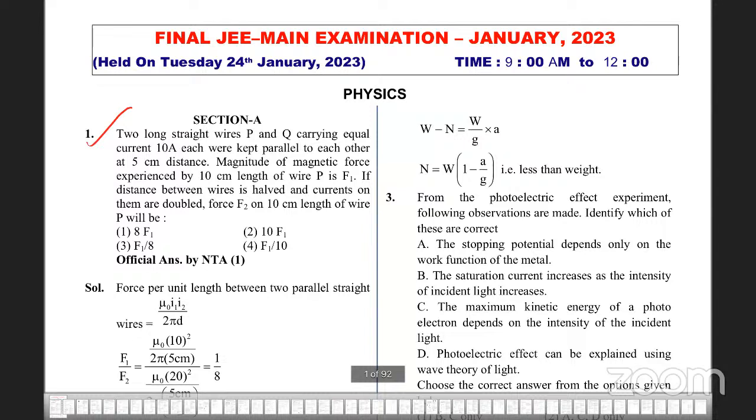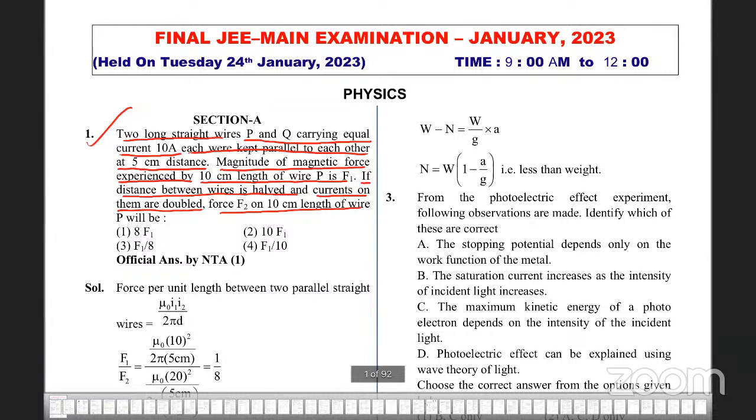First question. Two long straight wires P and Q carrying equal currents, 10 ampere each, are kept parallel to each other at 5 centimeter distance. The magnitude of magnetic force experienced by 10 centimeter length of wire P is F1. If the distance between the wires is halved and the currents on them are doubled, what is the new force?